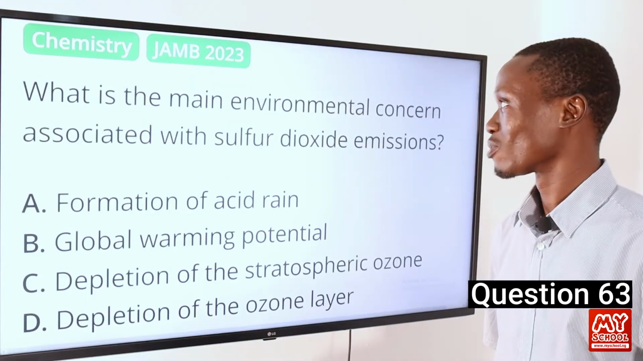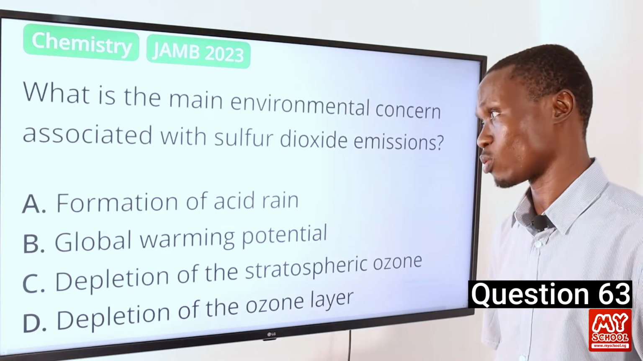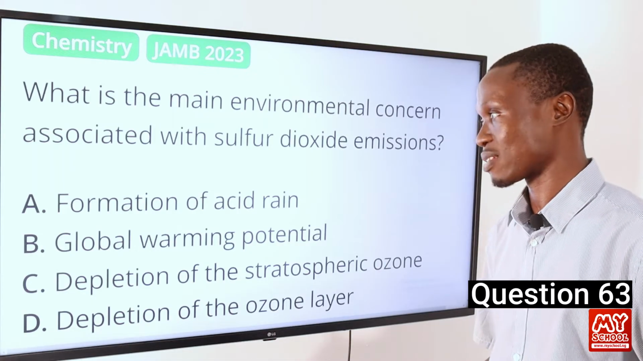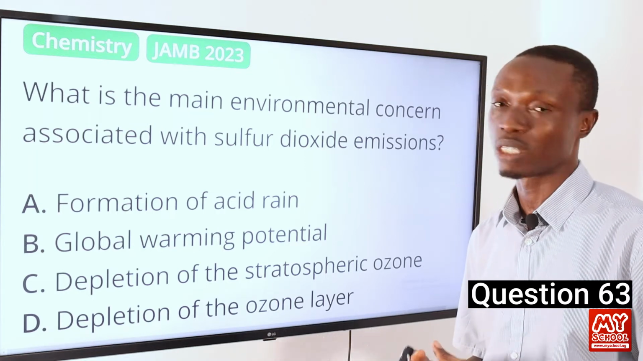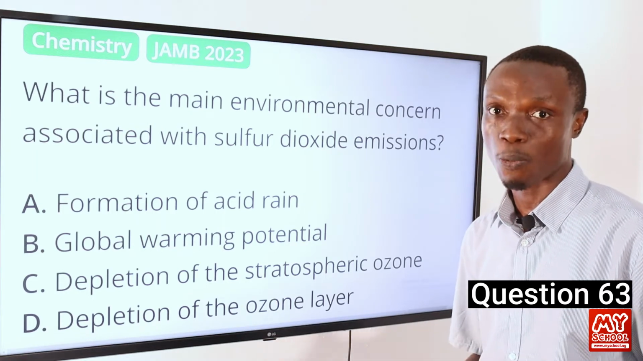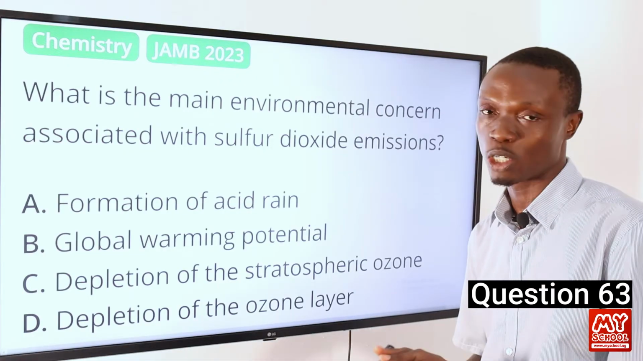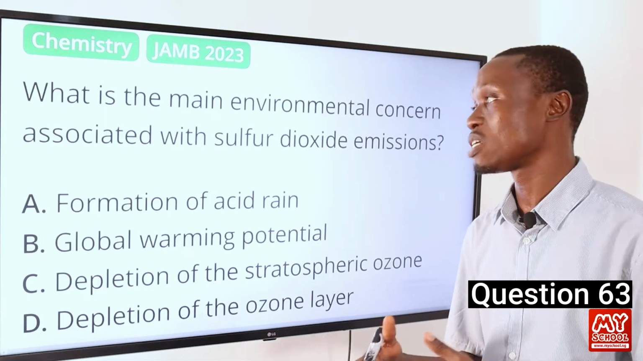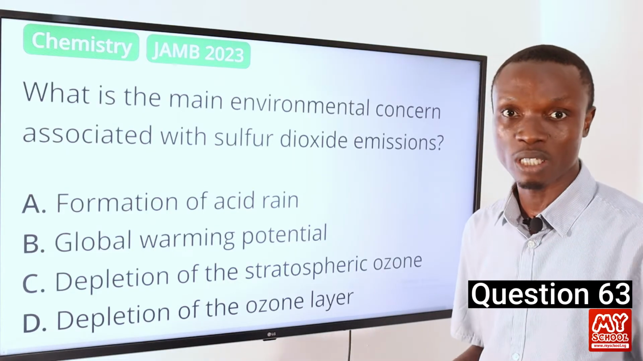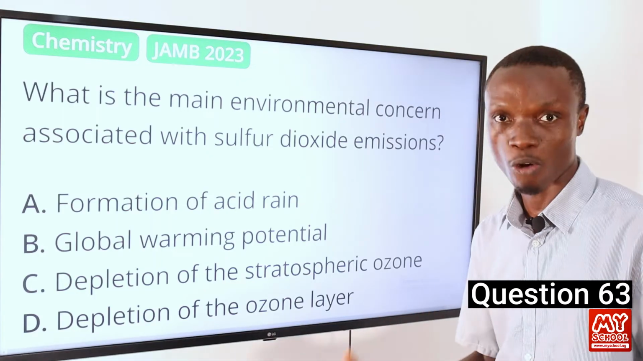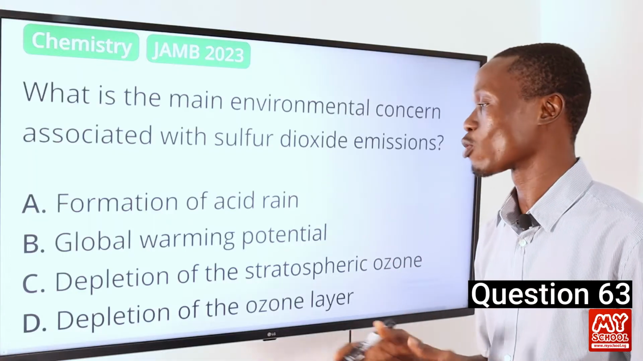Question 63. What is the main environmental concern associated with sulfur dioxide emission? So A, we have formation of acid rain. When sulfur dioxide is released into the atmosphere, it reacts with water vapor in the atmosphere to form sulfuric acid, which contributes to the formation of acid rain. This acid rain has harmful effects on our environment, including damaging of buildings, forests, etc. So the answer to this question is option A, formation of acid rain.